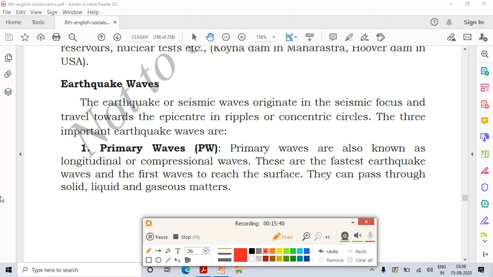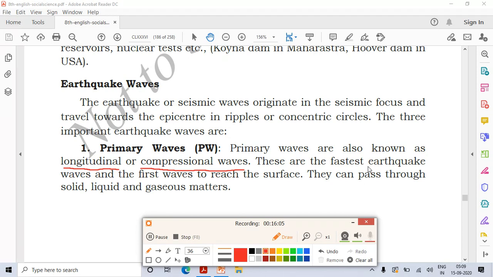Now we'll read about the three types of important earthquake waves. What are the names of the three types of important earthquake waves? Primary waves, secondary waves, and surface waves. Okay, primary waves, short form is PW. Primary waves are also known as longitudinal or compressional waves.